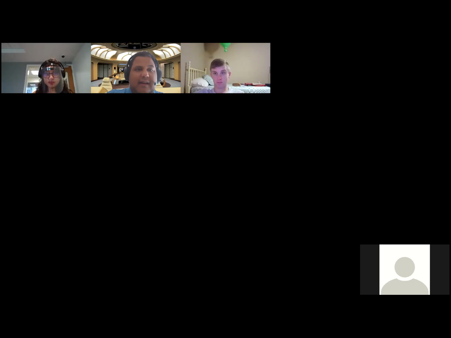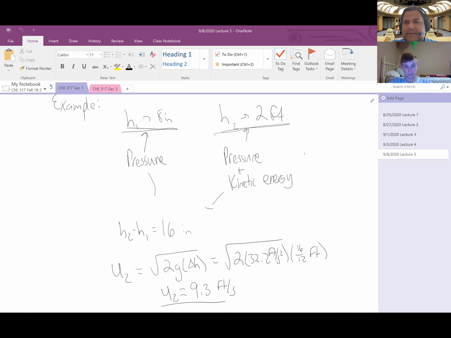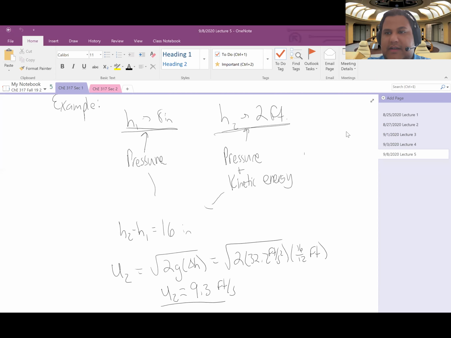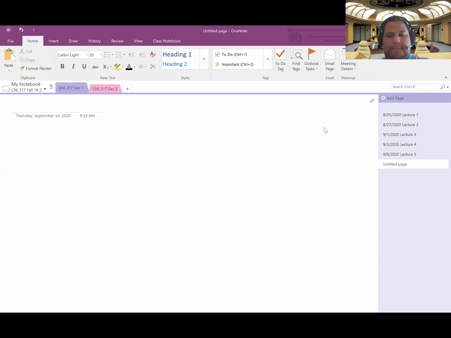So, good morning, everyone. Today, we are going to be discussing primarily macroscopic momentum balances. But first, there is one or two things I'd like to address and point out. This is a little bit of a mess. Regarding Bernoulli balances.